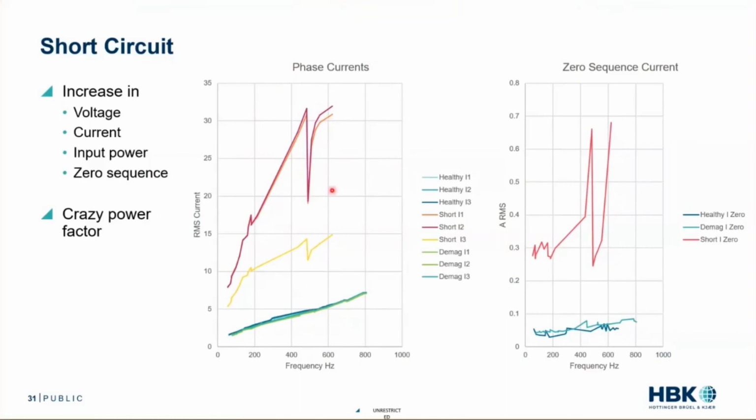That's a no-brainer. Also, if I look at my 0 sequence voltage, my healthy and my demag, with some mathematical analysis, we could probably determine that these two were statistically different, but that short circuit's just screaming, like very easily monitor for this. So we see increases in voltage, increases in current, increases in input power, increases in 0 sequence voltage, and the power factor was just crazy. I wanted to plot that, but it was just nonsense, which is an indicator.